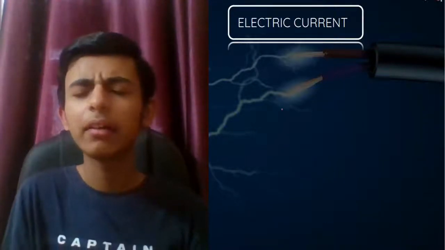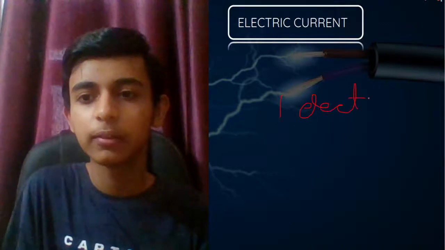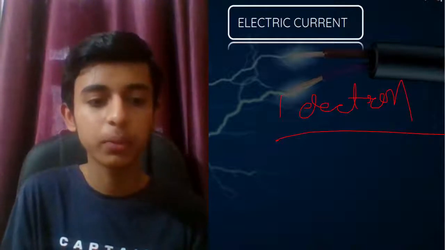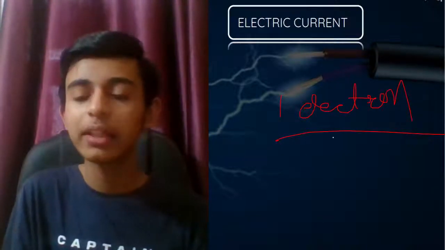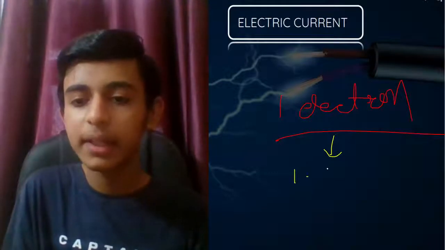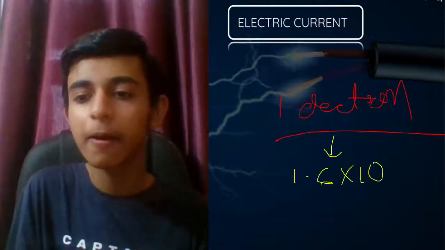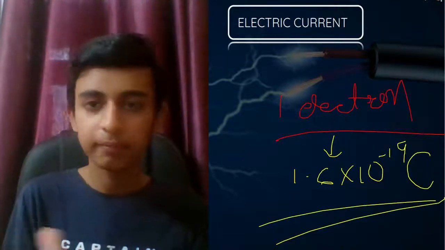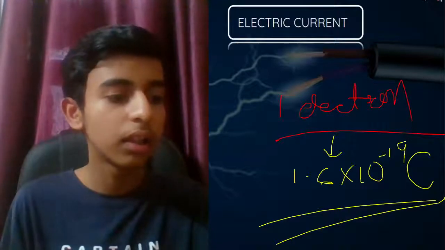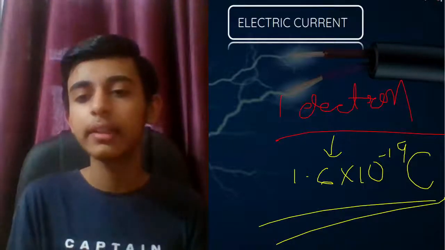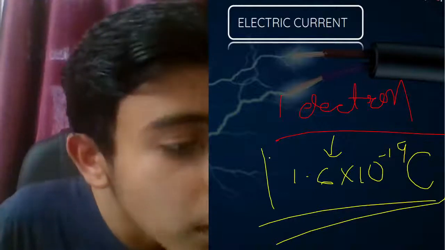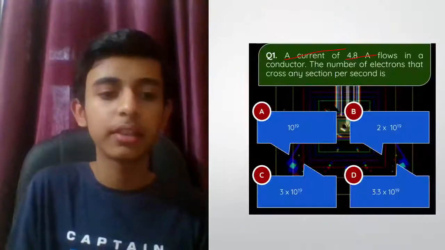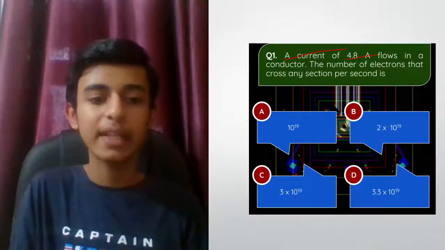Okay, in one electron, have you wondered how much charge is present or how much charge flows? Let me tell you, in one electron, 1.6 into 10 to the power minus 19 coulomb charge flows. Is it clear? So in one electron, this much charge flows. I hope this is clear, because this question is related to that only, so I do not want any problem.